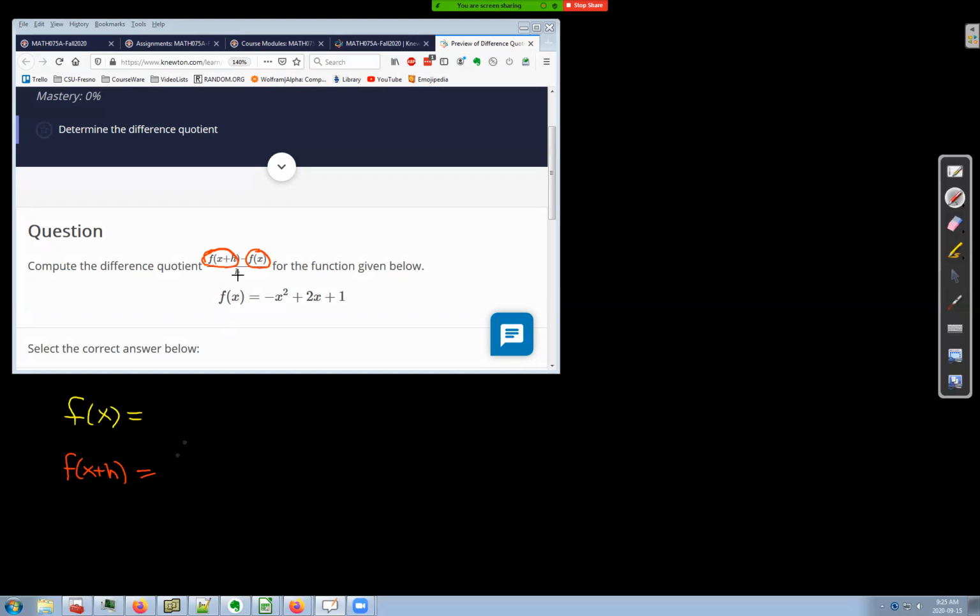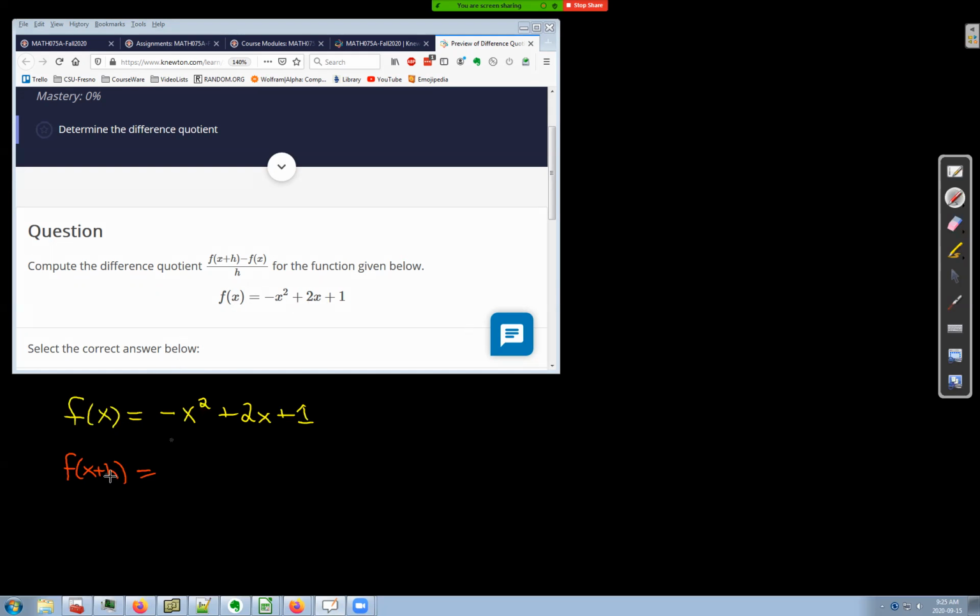And then there's the h, which I probably won't even write down because the h is just h, so I don't really have to worry about it. And so when I'm working with the difference quotient, I write down all my ingredients. So I say, okay, well, f of x, the problem tells me what f of x is. f of x is negative x squared plus 2x plus 1.